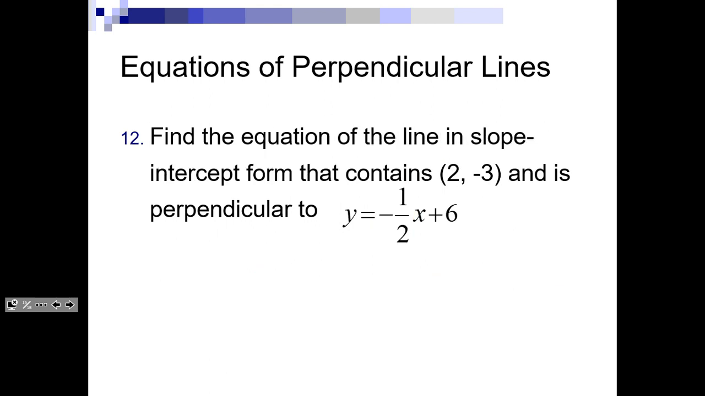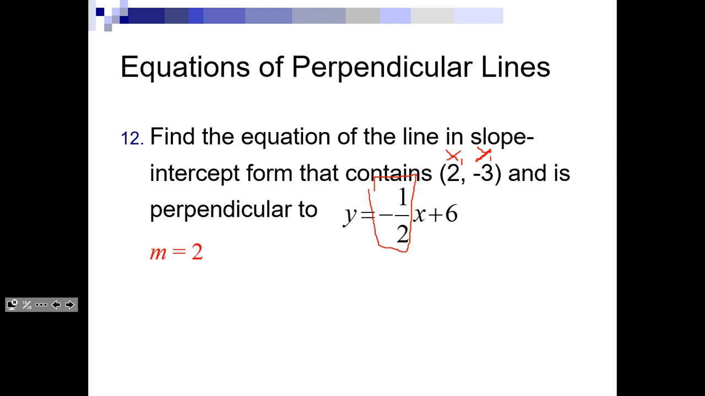All right. So again, we're doing the same thing. We're putting it into slope-intercept form. We have our x1 of 2 and our y1 of negative 3. We first find the slope that is perpendicular. And the slope of our perpendicular line will be 2.